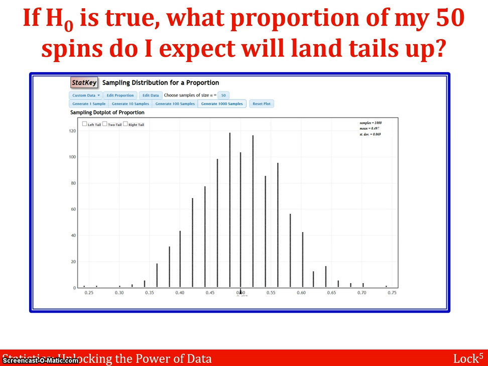So here's an example of a randomization distribution. If the null hypothesis is true, what proportion of my 50 spins do I expect will land with tails facing up? Well, if I just think about it, I say, well, it should be about half, so about 50%. But I know that that will vary from sample to sample. It's not always going to be exactly 50%. So this distribution of results here, simulated assuming that p is equal to 0.5, and with a sample size of 50, shows me how the sample proportions, p hat, might vary from sample to sample.